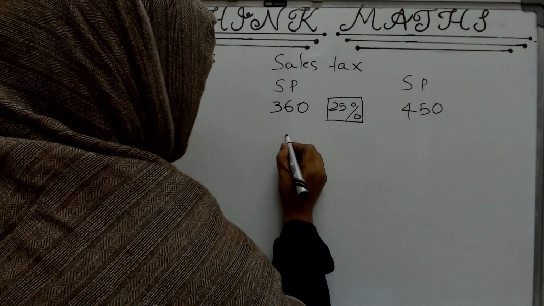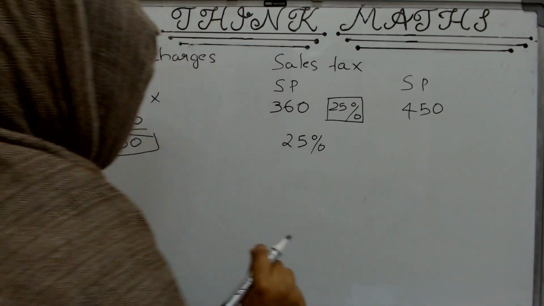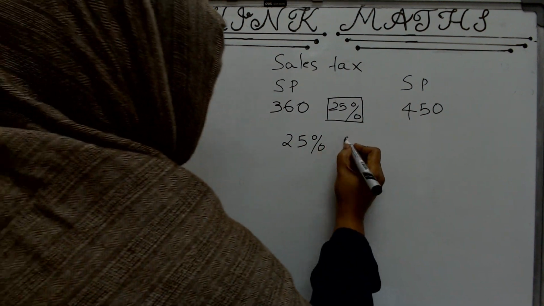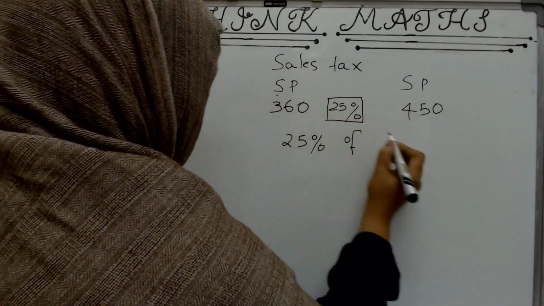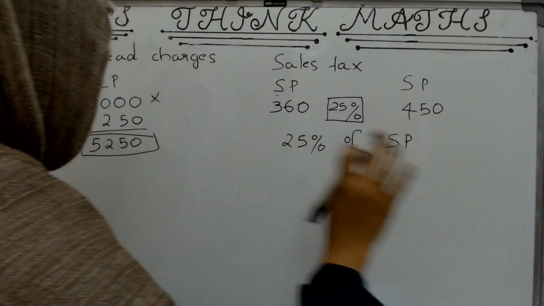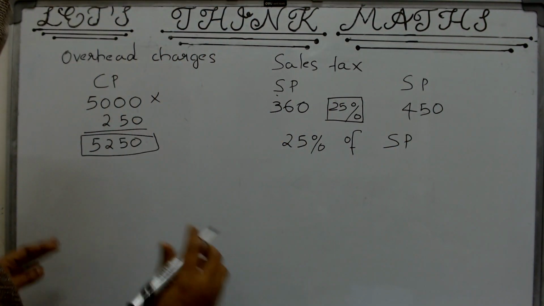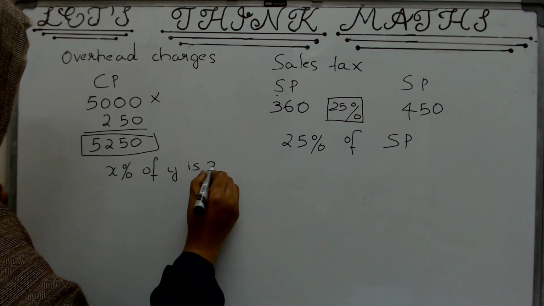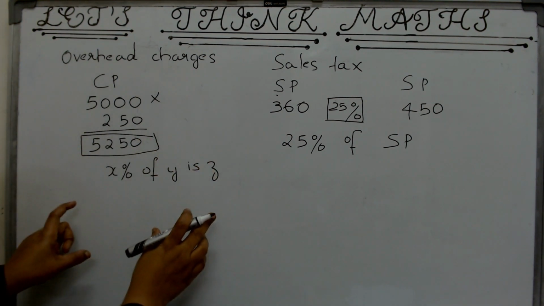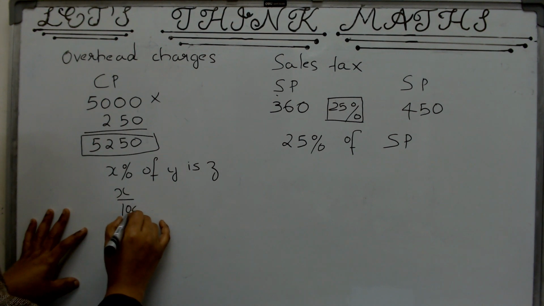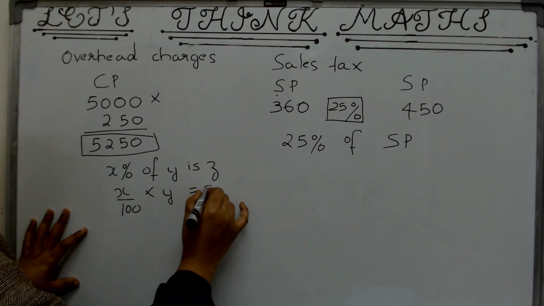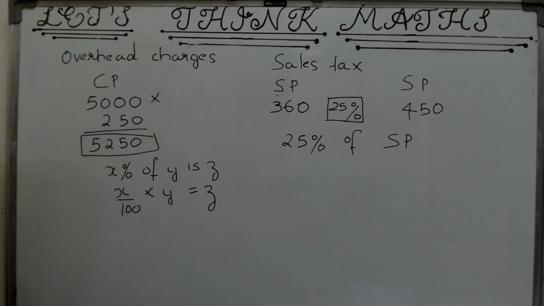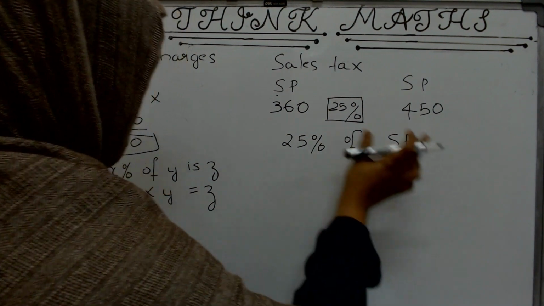And how does it work? 25%, and always remember, percent is always a percentage of something. So this 25% is actually 25% of the selling price. And all these percentage problems follow the same logic. It will be X percentage of Y is Z. This is a sentence in English. Translating it to maths, you will get X by 100 into Y is equal to Z. Percentage means divided by 100. Of means multiplied by. Is means equal to. So that is exactly what happens here.